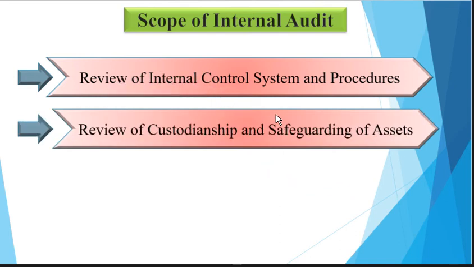Second is review of custodianship and safeguarding of assets. Friends, the internal auditor should review the control system to ensure that all assets are accounted for fully. He should review the means used for safeguarding assets against losses, for example, fire, improper or negligent activity, theft, and illegal acts, etc. He should review the control system for intangible assets, for example, the procedures relating to credit control.